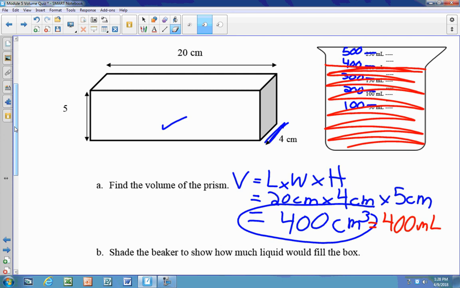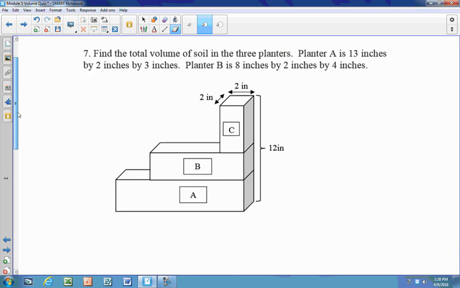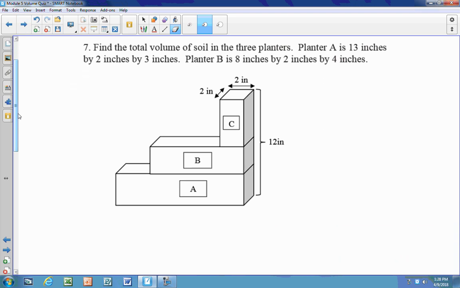Next, we have 3 different cubes here, rectangular prisms. They're not all cubes. Cubes would be the same on each side. So we're working, and we always want our volume equals length times width times height.